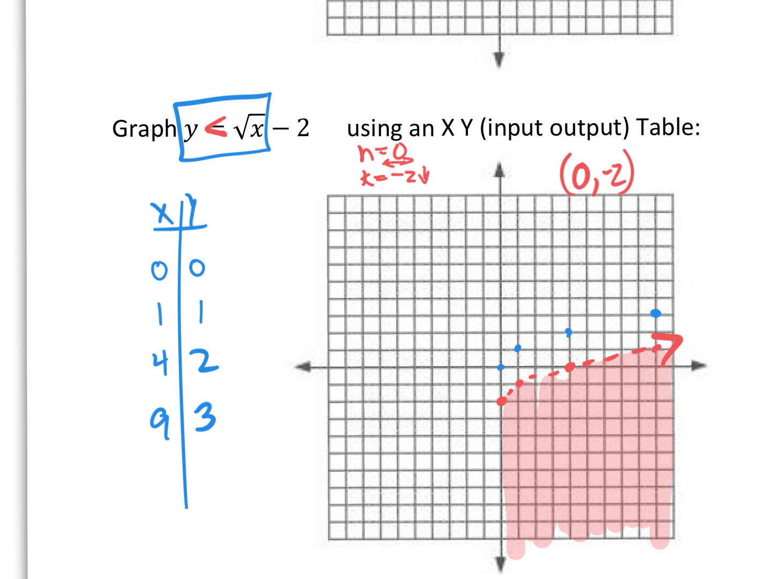It's kind of like graphing inequality lines, where you graph your line, and if it's a less than, you shade below. If it's a greater than, you shade above. Same thing, but right here you're graphing the curve, and if it's a less than, you shade below. If it's a greater than, you shade above. Do you guys want to try another?